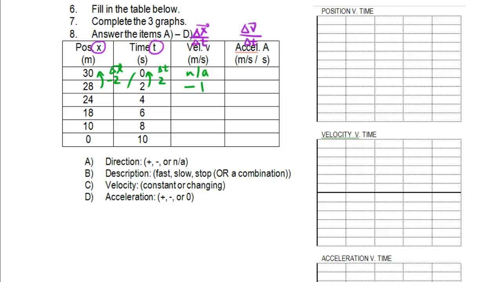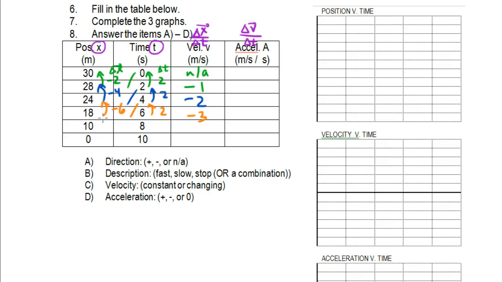All right, I hope you can see how we did that. Let's now do the next interval. I have to do 24 minus 28. Now my delta x is going to be negative 4 divided by 4 minus 2, which is 2. Divide those. Negative 4 divided by 2 is negative 2. As I continue to go here, you'll see how I fill this in. This will be a negative 6 divided by 2. Negative 3.